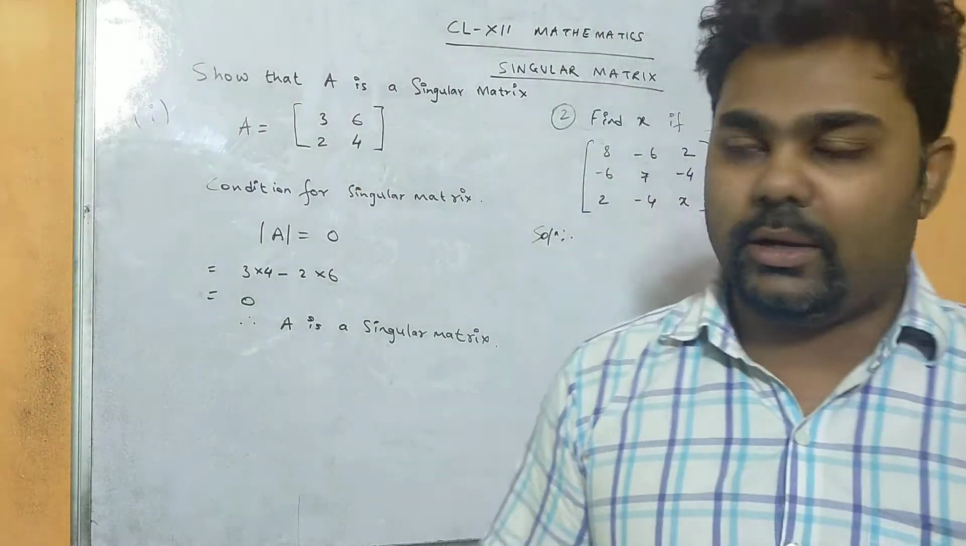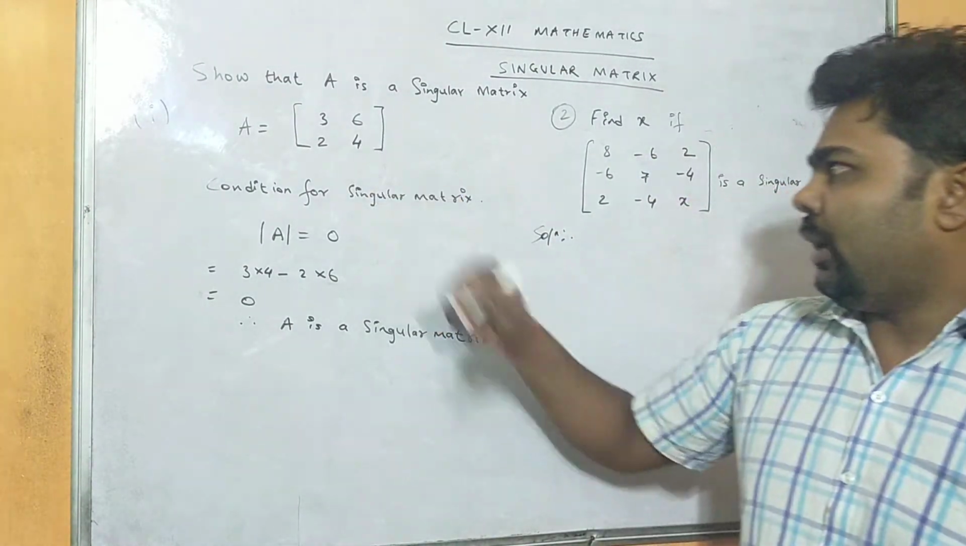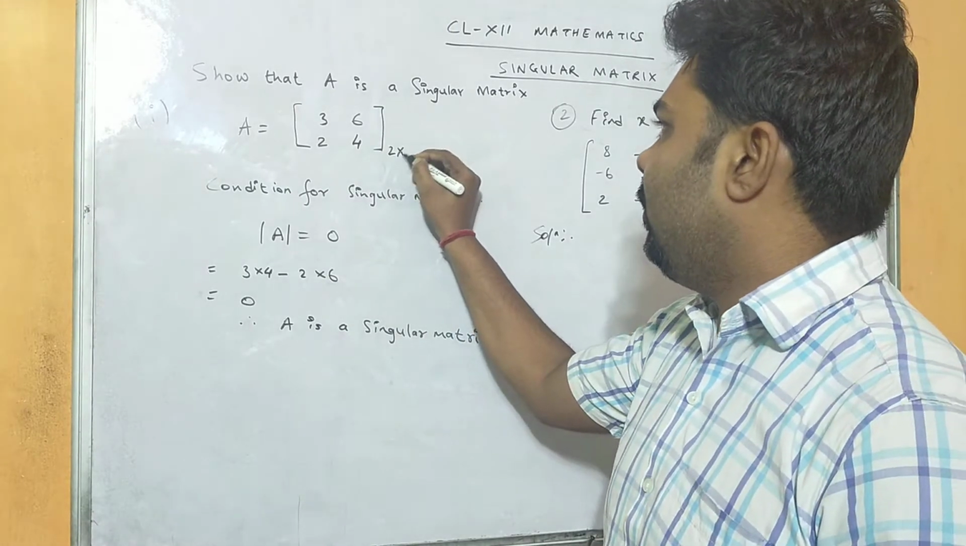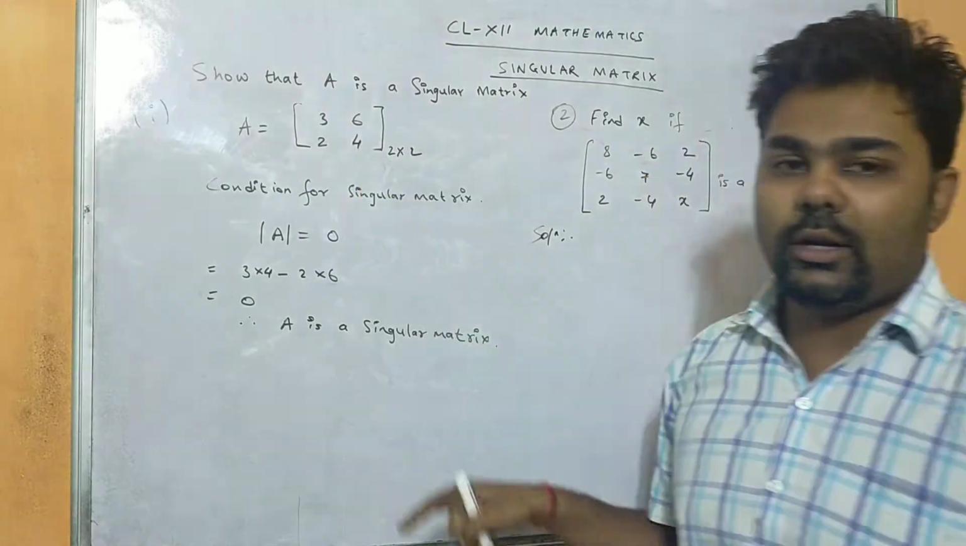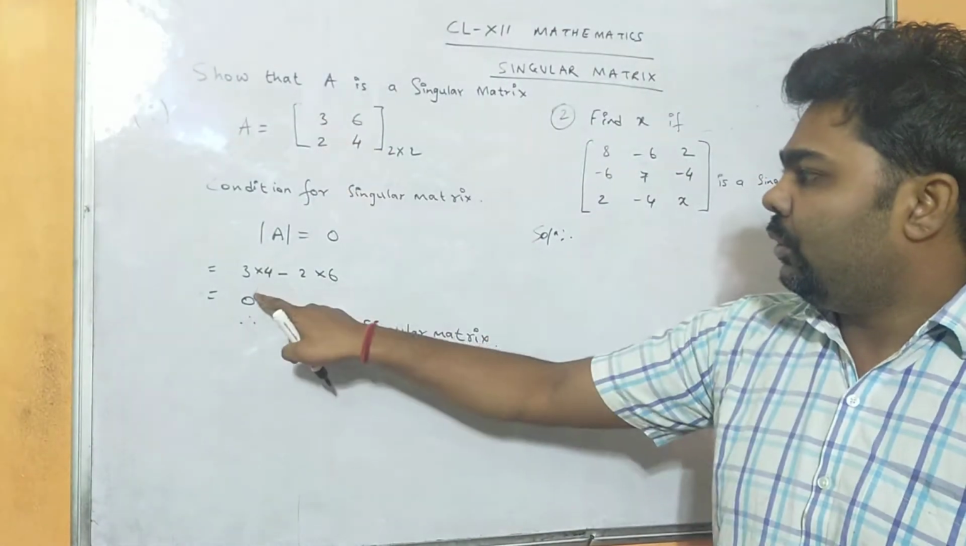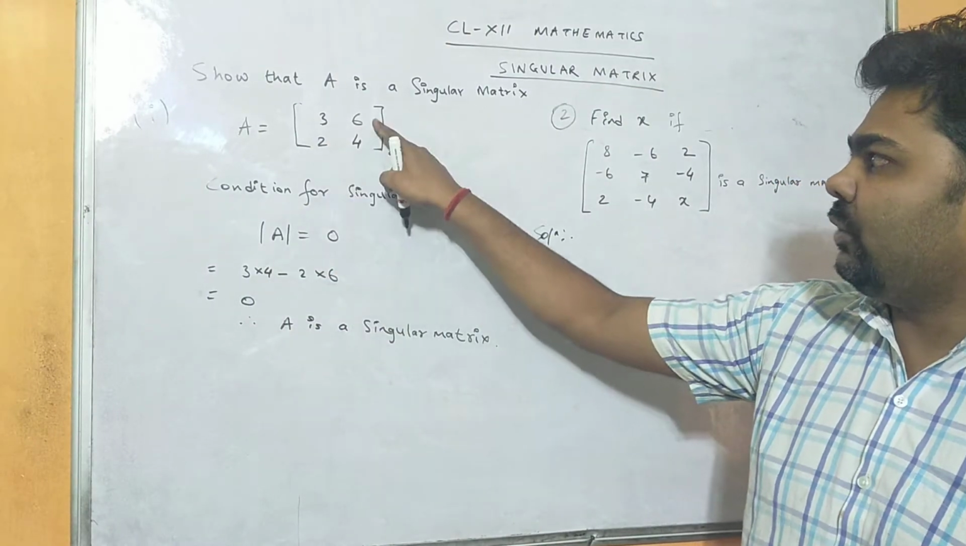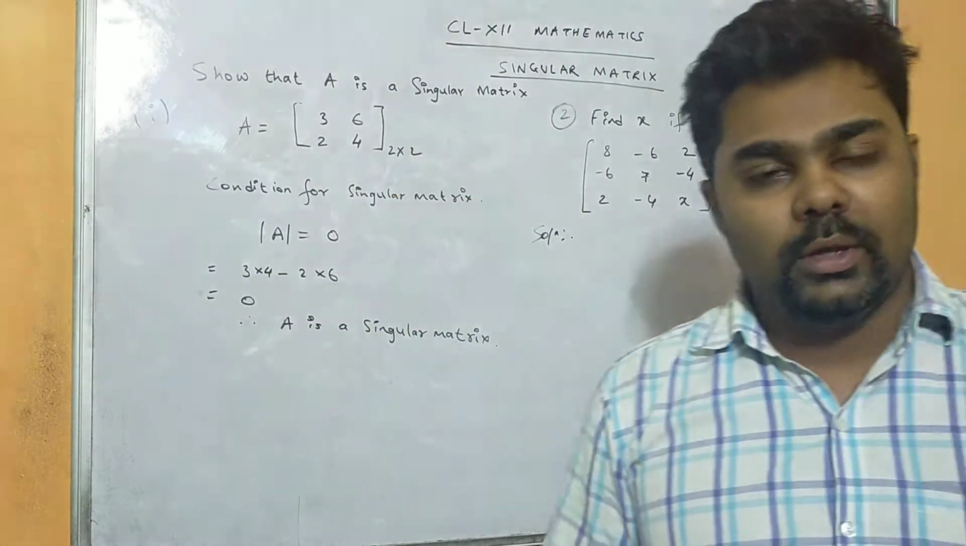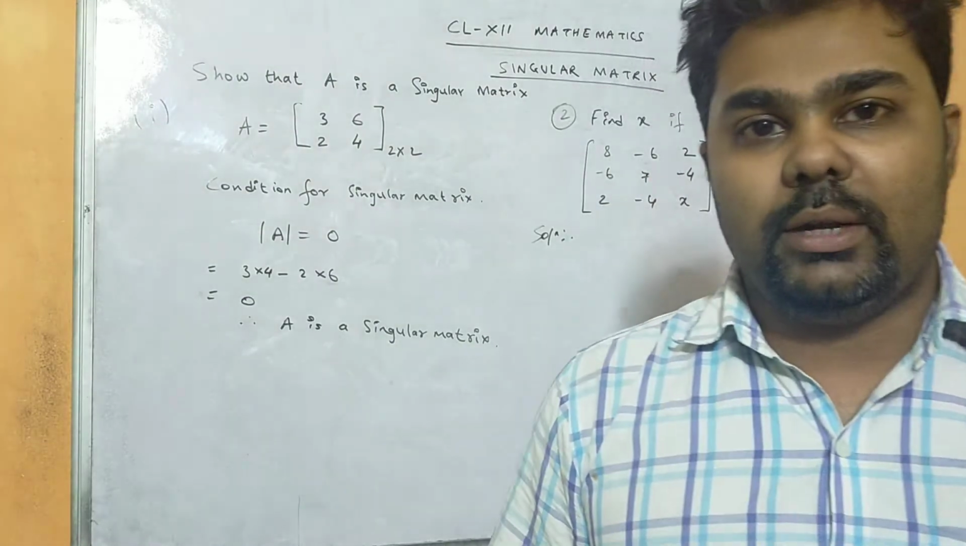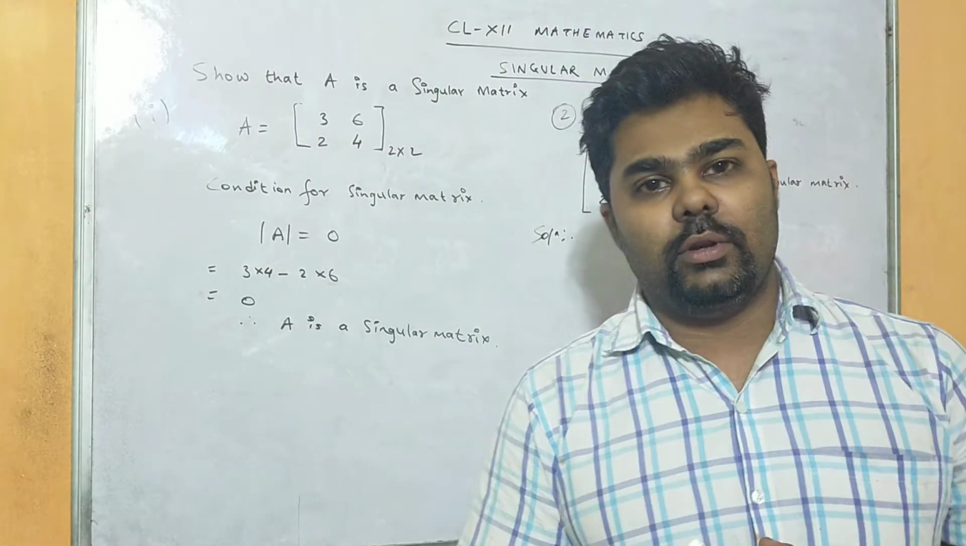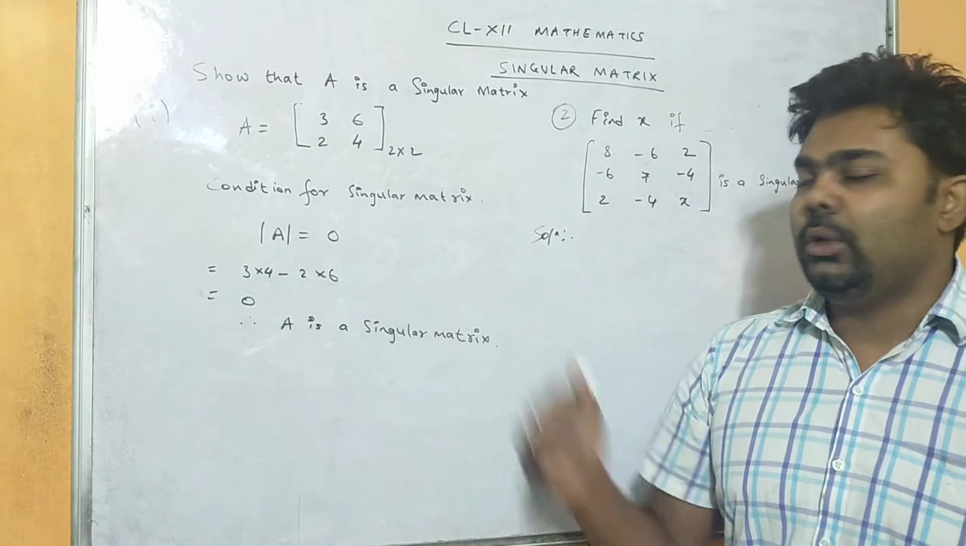is a singular matrix. So we know as it is a 2 cross 2 matrix, we will be multiplying diagonally. So 3 into 4, 12, minus 2 into 6, 12. That means 12 minus 12 is 0. Yes, it is a singular matrix, right? So what is the condition for the singular matrix? Mod of A must be equal to 0.